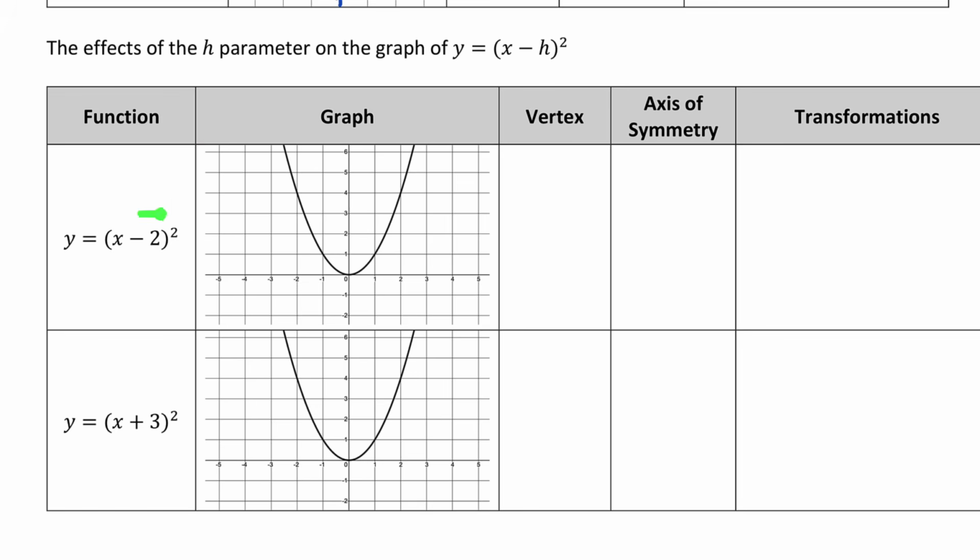So in these two equations, let's look at what the h values are by determining what is being subtracted from the x value in the base of the power. Well, in this first equation, we see that 2 is being subtracted from x, so the h value is 2.